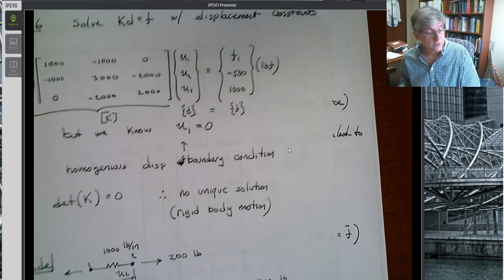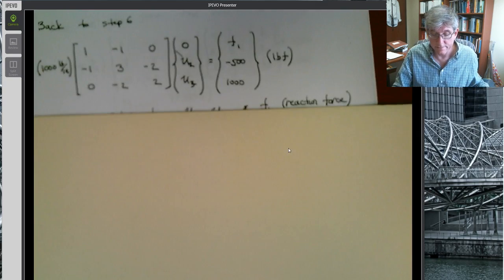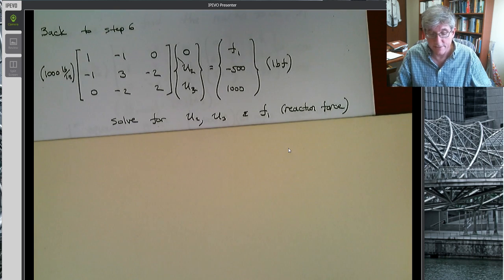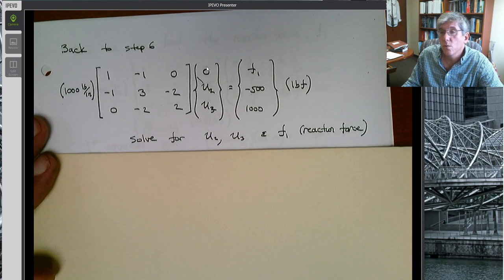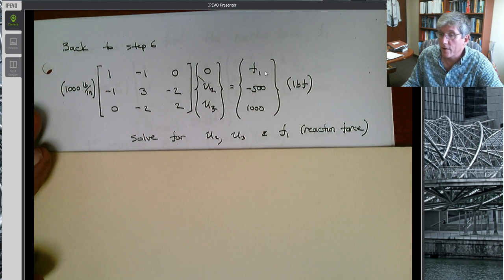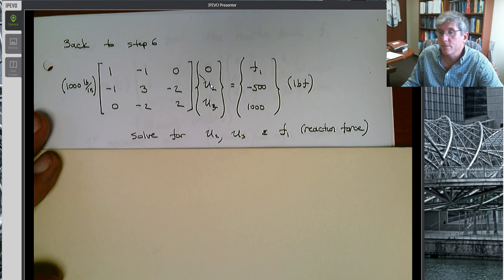Okay. So how do we do that? All right, how do we do that? Well, let's go back to step 6, okay? So we're going to solve for this problem. So if you look at what we got here, we know that U1 is equal to 0. We don't know F1. So really we need to solve this system for U2, U3, and F1. Right? We have 3 equations and 3 unknowns.